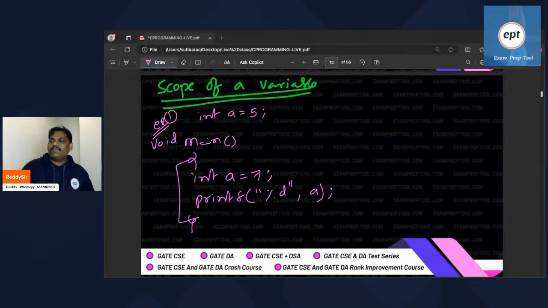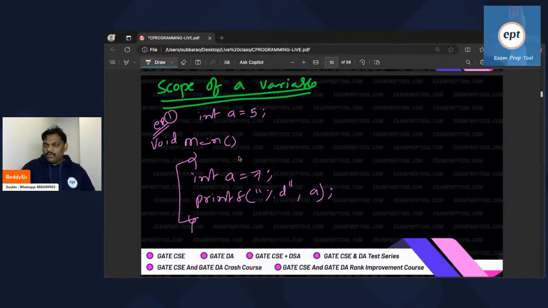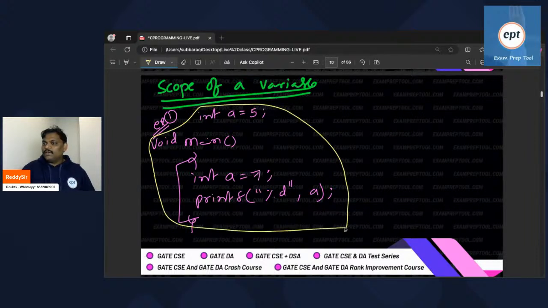Yeah, output is 7, right? Many people said the answer is 7. So let me take care of this. When you are running this program, everyone try to understand. If you observe clearly, this a is a global variable.